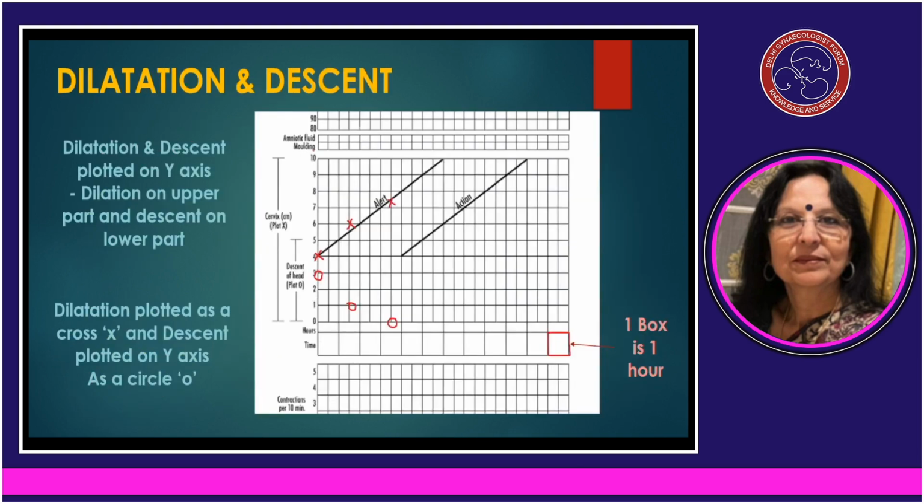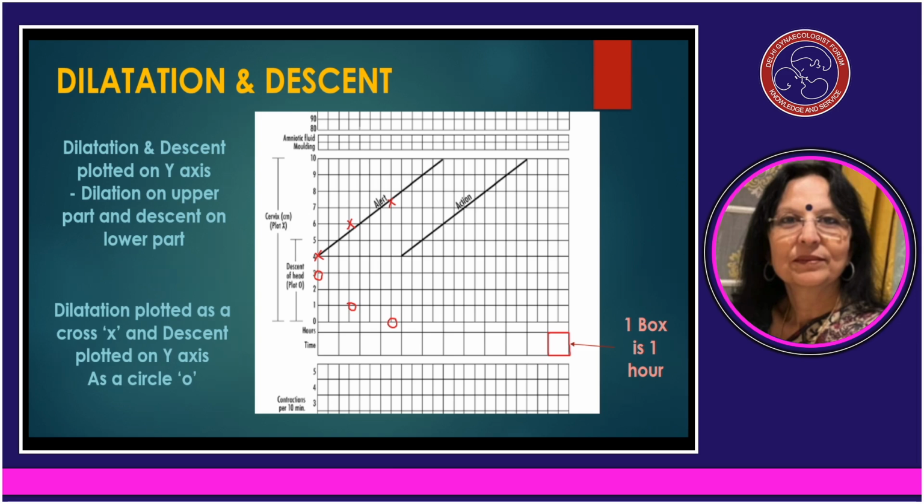The cervical dilatation was being plotted as X and the descent of the head was being plotted as O. And if you see in this particular chart, the first marking is always on the alert line. And when it moves on the alert line or it moves on the left of the alert line, it is considered normal. But when it moves in between the alert and the action line, it states that there is a protracted labor and this needs to be corrected.